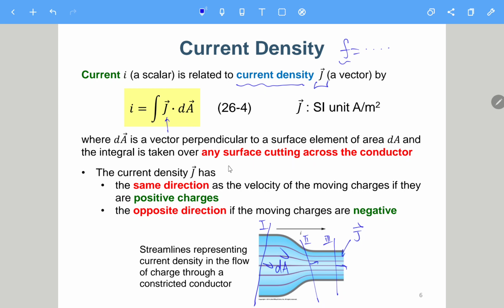So it says the current density has the same direction as the velocity of the moving charge if they are positive charge, and the opposite direction if the moving charge are negative. So it is trivial, I think.